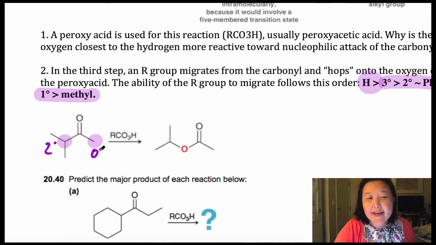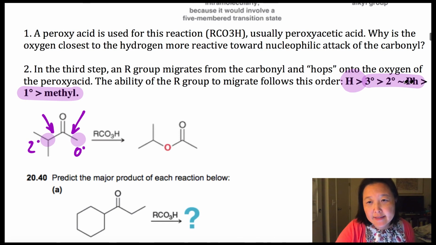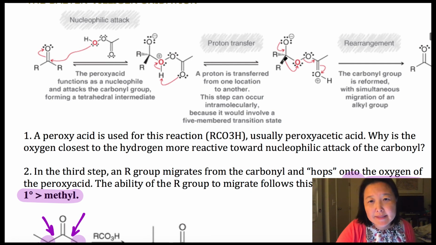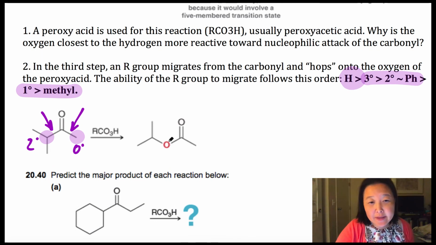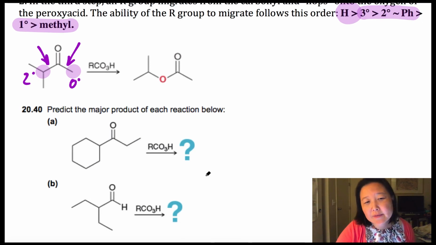Let's label that. All right, so when it comes to migration, that means if I have an oxygen inserted here or here, that means that the R group will be able to migrate onto the oxygen better if it's in this order. So tertiary or secondary is better than methyl. So the oxygen will be here, and in looking at our mechanism, that means the R group that is secondary in our case will move onto the O. Okay, so that's why the O ends up here. Let's predict what the products would be then.